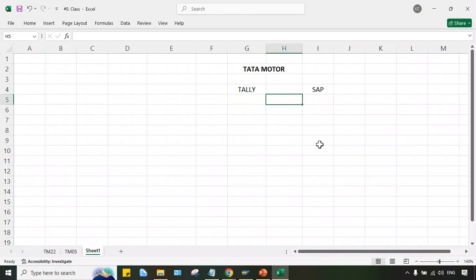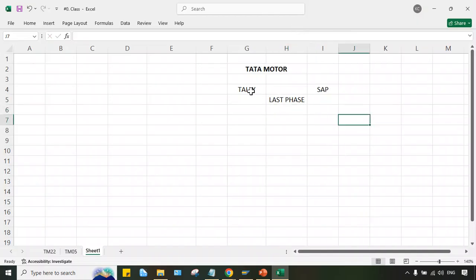Generally, this cutover activity happens, of course, in the last phase only. Okay, cutover activity happens in the last phase. Why? Because once we migrate the data from the legacy system to the SAP system, then for the time being, maybe for 3 days, 4 days, 5 days, this legacy system won't be used by end users, right? It won't be used by end users.